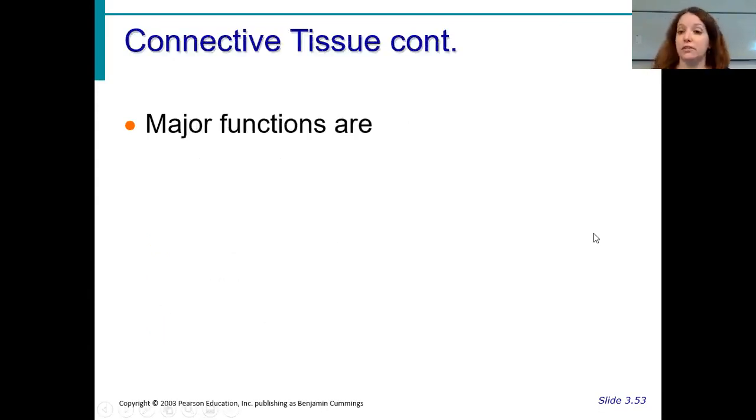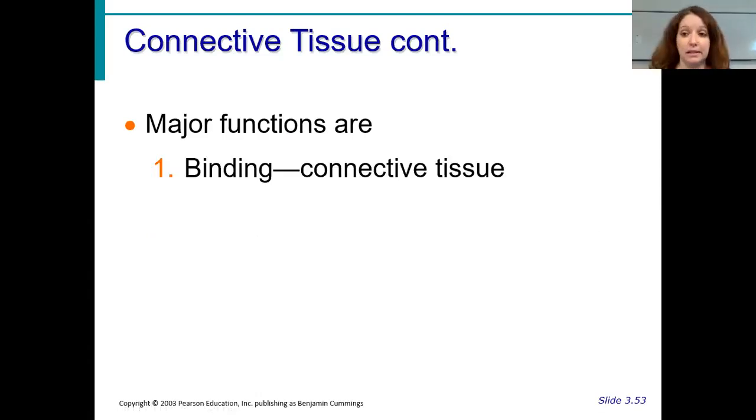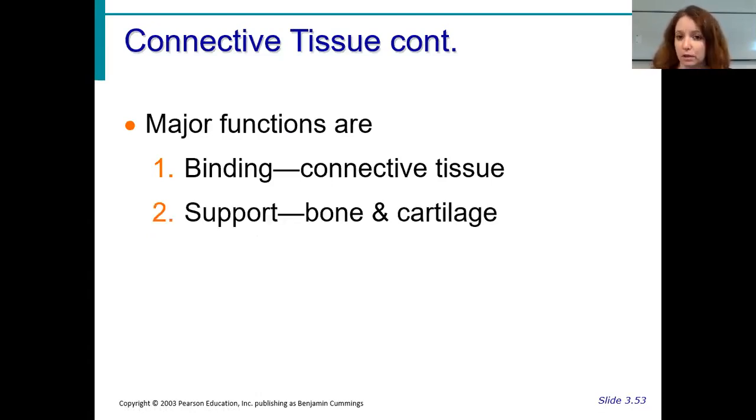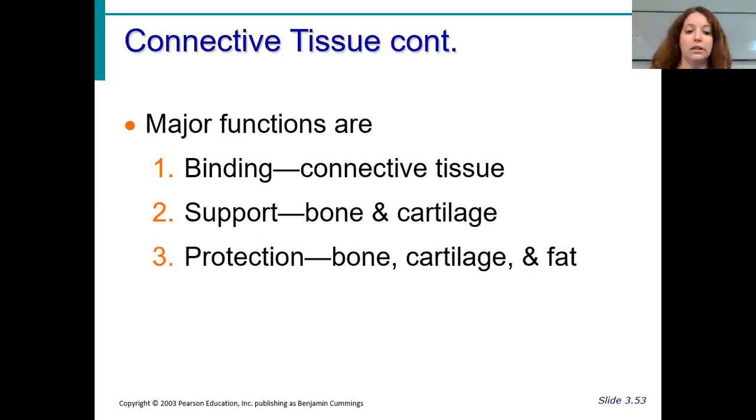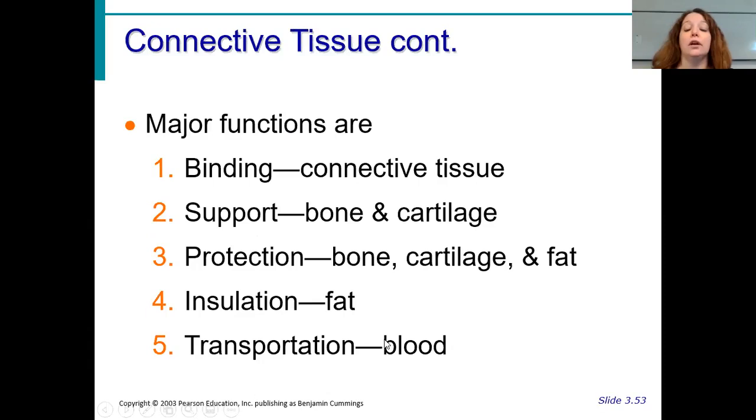The major functions vary depending on what the tissue is doing. So you have binding, like the basal lamina and connective tissue under our skin. You have support for bone and cartilage. Protection: bone, cartilage, and fat. Fat is also insulation. And then you have transportation via the blood and blood products.